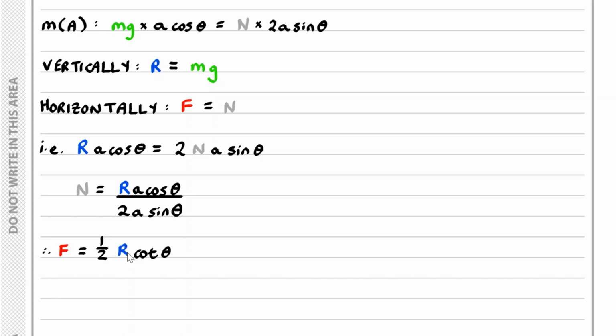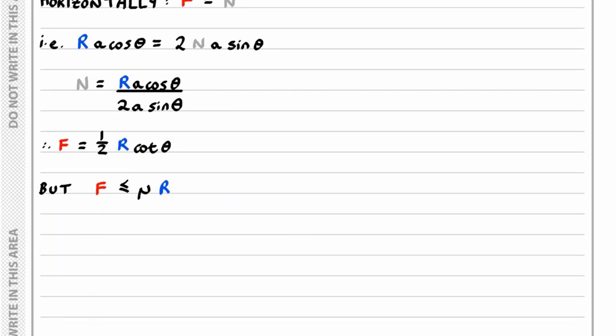What else can we mention? Well, we also know that F is less than or equal to mu multiplied by R, and knowing what F is, which is 1/2 R cot theta, this is less than or equal to mu multiplied by R, from which we can conclude mu is greater or equal to 1/2 cot theta.